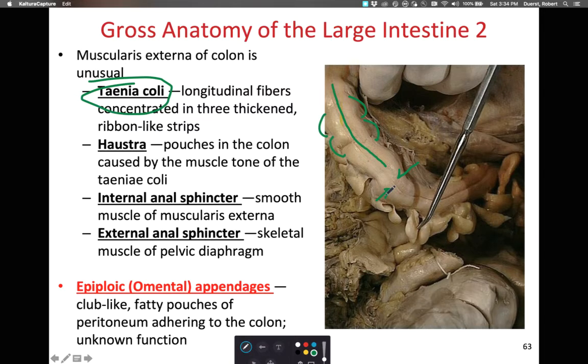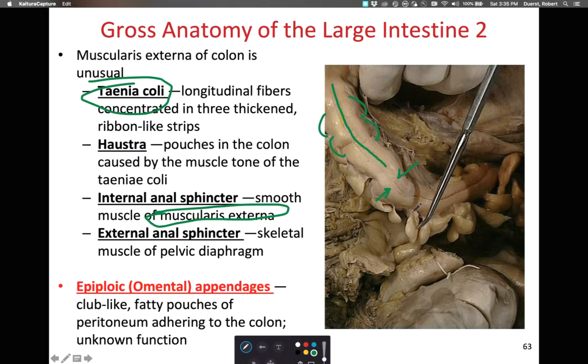We have the circular muscle and the longitudinal muscle of the muscularis externa. And then we're also going to have an internal and external anal sphincter. The internal anal sphincter is made up of smooth muscle of the muscularis externa, and then the external anal sphincter will be anchored to muscles of the pelvic diaphragm.